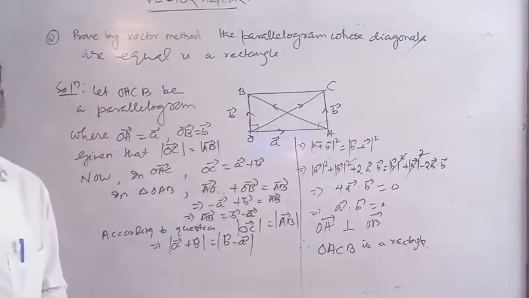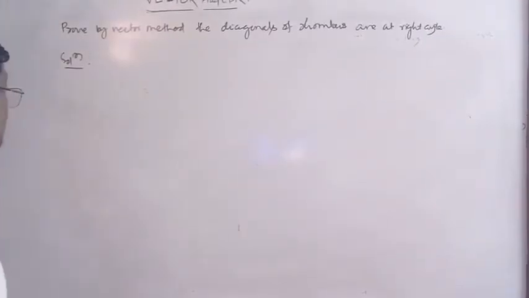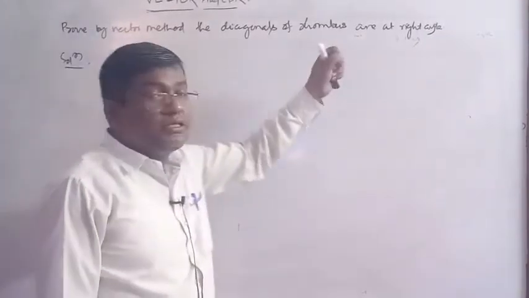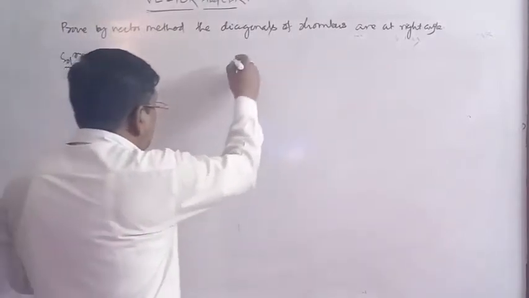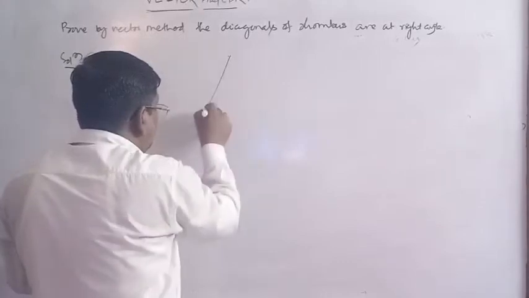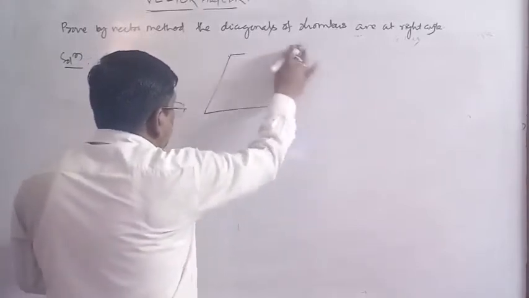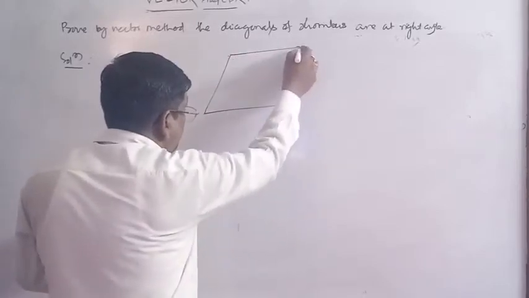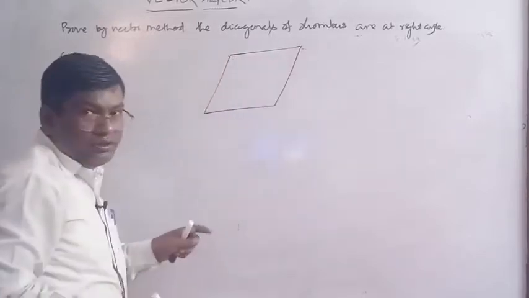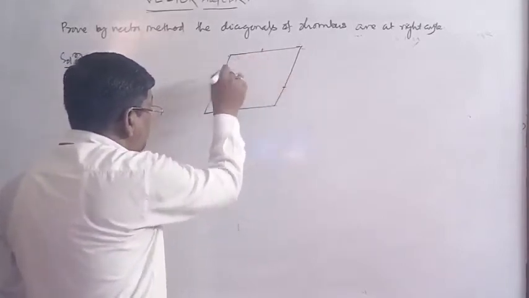Again one question. The question is: prove by vector method the diagonals of a rhombus are at right angle. Okay. So suppose this is a rhombus. Rhombus means the quadrilateral whose four sides are equal is called a rhombus. Okay, the magnitudes of the four sides are equal.